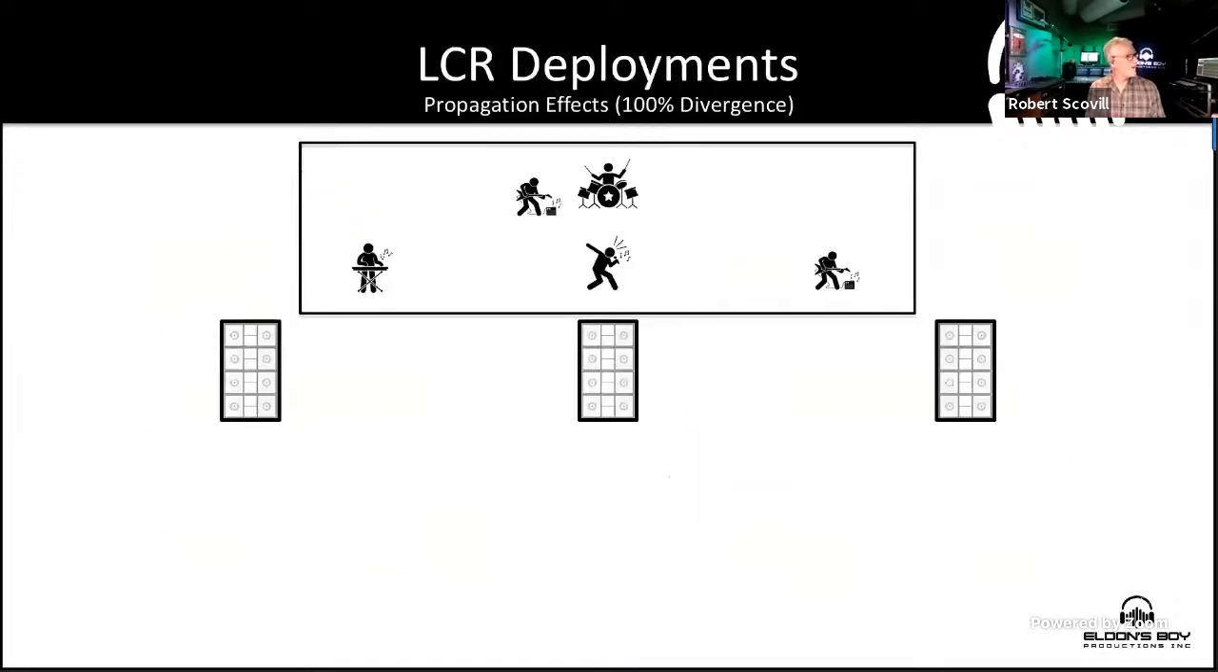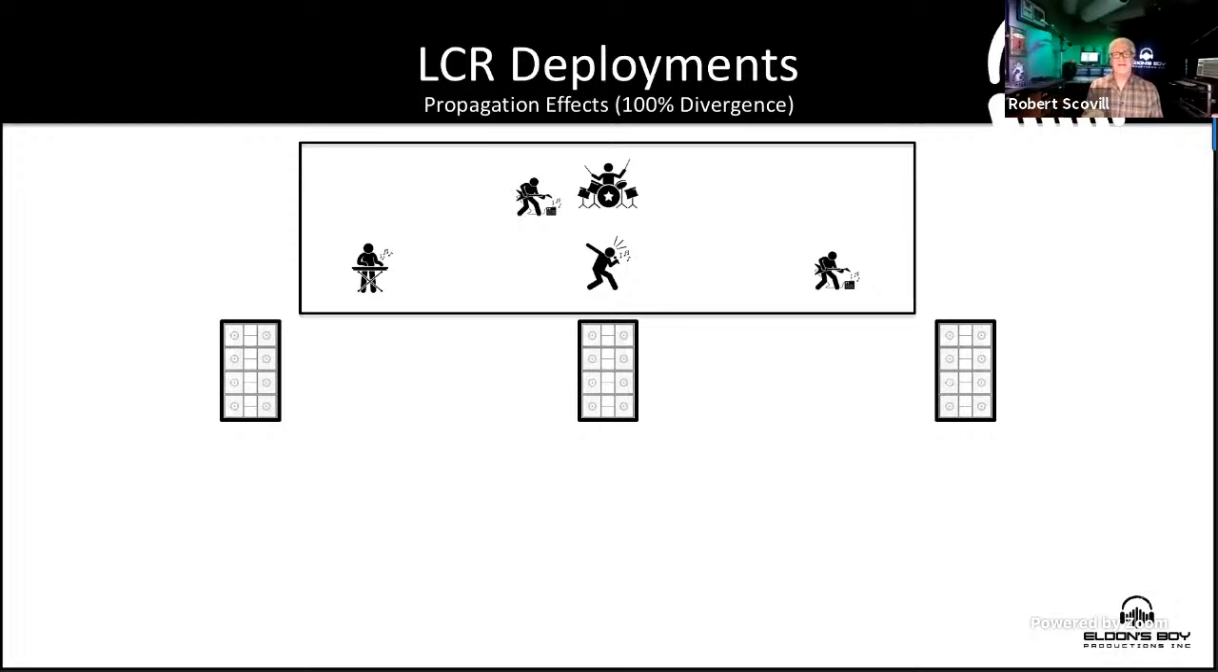All right, let's take a look at LCR. And I'm going to qualify this LCR discussion here today. In the context of this, we're going to talk about it with 100% divergence, right? If you're not familiar with the divergence concept, we will cover it again in the object-oriented mixing lab. But the idea is this: if you are sitting at 100% divergent in LCR, it means that when I have something panned center in LCR, that information is only coming out of the center array. Okay, only coming out of the center array. I can pan it left, it will go left. I can pan it right, it will go right.